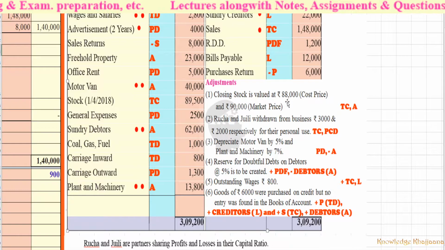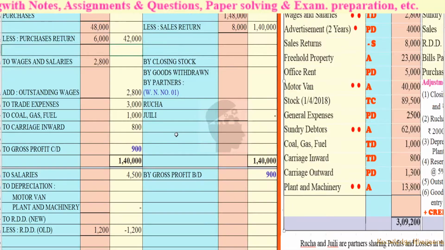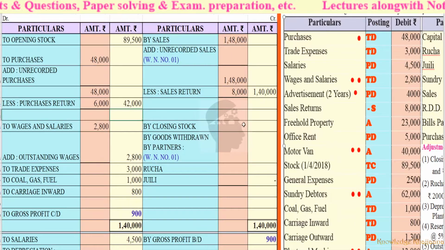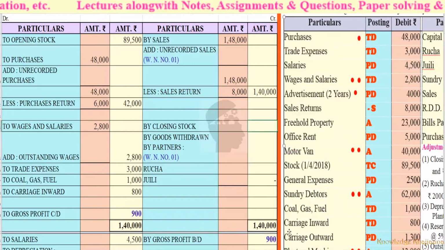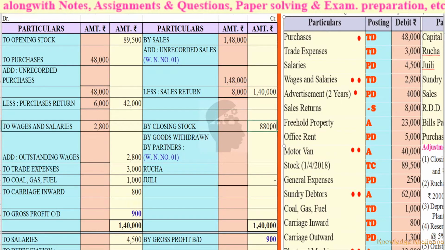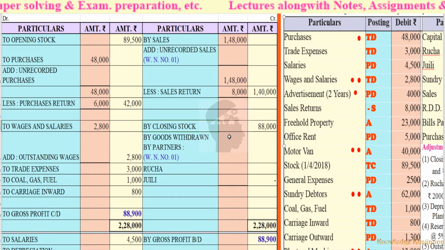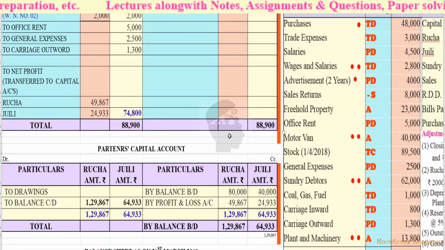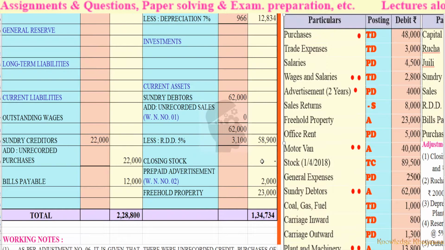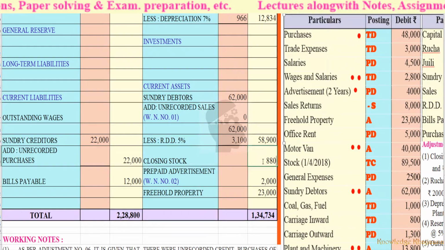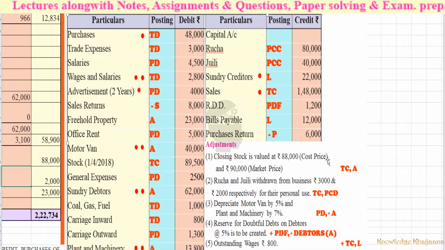Closing stock, what is the value? 88,000. So the first recording will be done to the trading account credit side: closing stock rupees 88,000. Its second recording will come to the asset side, that is current asset. Closing stock rupees 88,000. Okay, so the two recordings you have done for the closing stock.